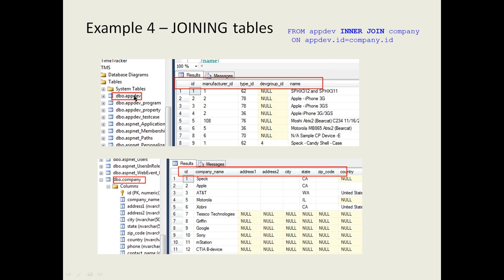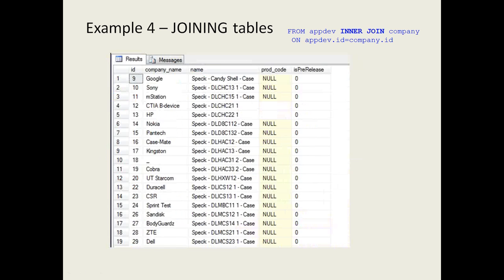Well, actually, these are the two tables. See, the appdev has an ID here, and the company has another ID column here. These are the same number. They're the same key. But then the information here is different. This is the manufacturer ID, type ID, and here you have the other information. You have the company name. So you're linking the two tables together with a single query.